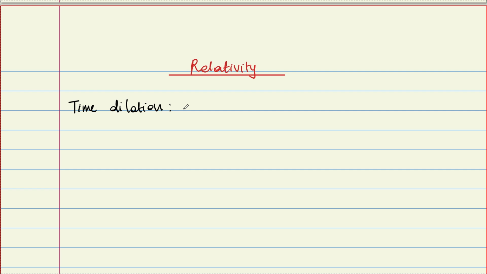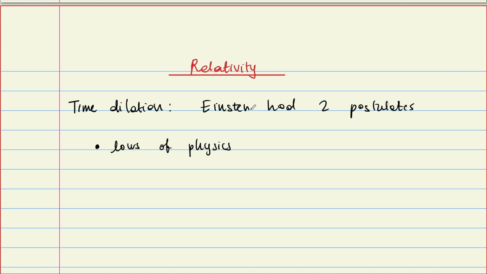So Einstein came. Okay, before Einstein, there were people like Lorentz, Poincaré, and others, Minkowski, maybe a little bit after Einstein. But I will start with Einstein, and Einstein started with two postulates. The first one was: laws of physics are the same in all inertial frames.